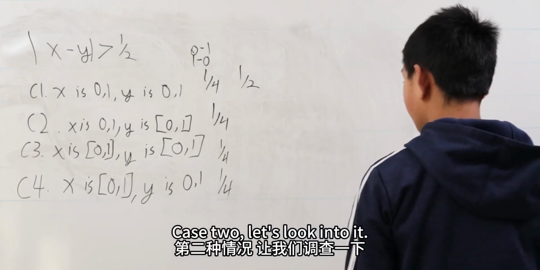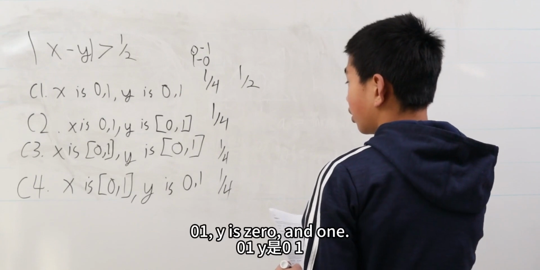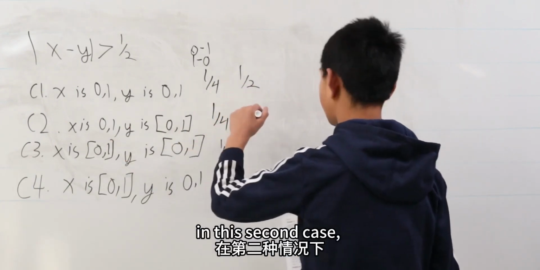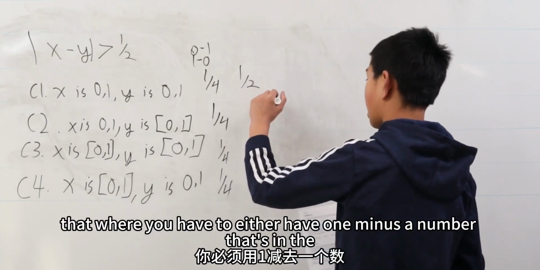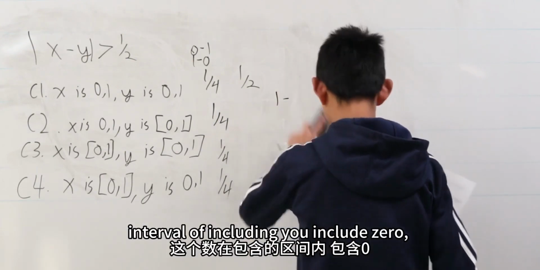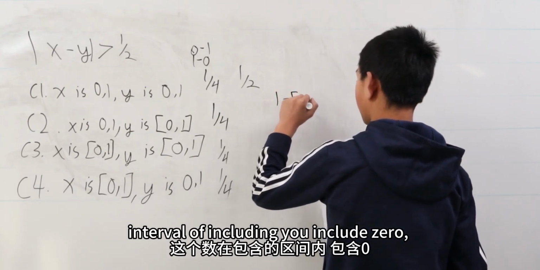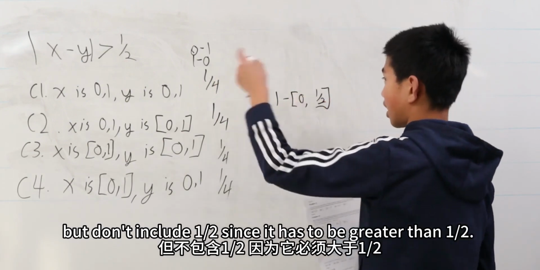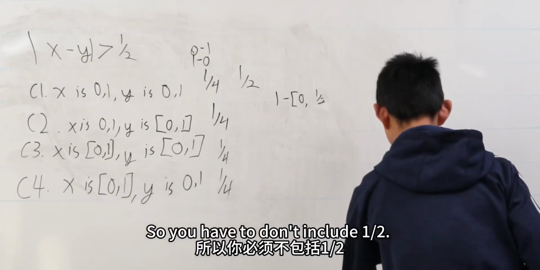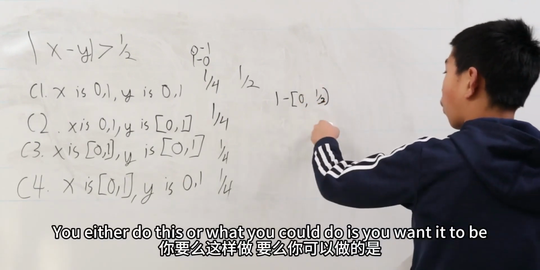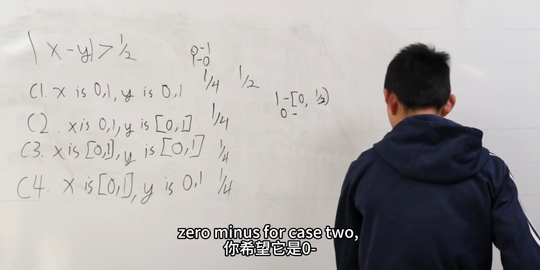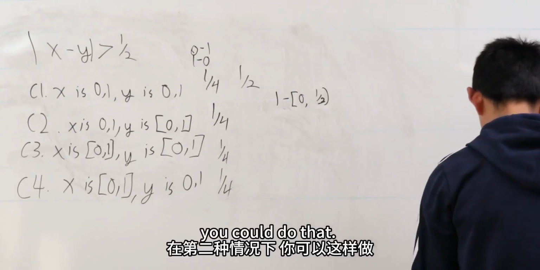So case 2, let's look into it. So x is 0 or 1, y is in 0 to 1. This means that there's one case in this second case where you have 1 minus a number in the interval that includes 0 but doesn't include 1/2, since it has to be greater than 1/2. So you therefore have to subtract less. Don't include 1/2, sorry. You either do this, or what you could do is you want it to be 0 minus, so for case 2, you could do that.